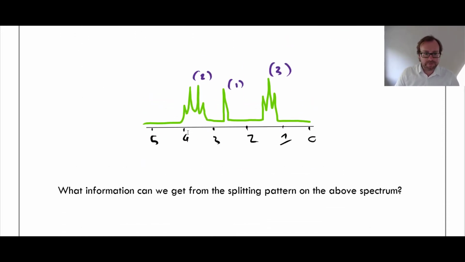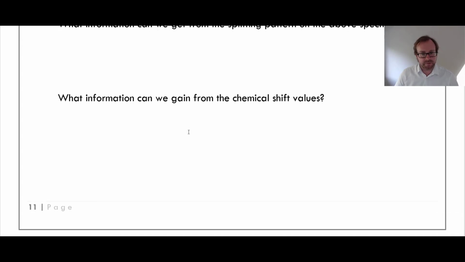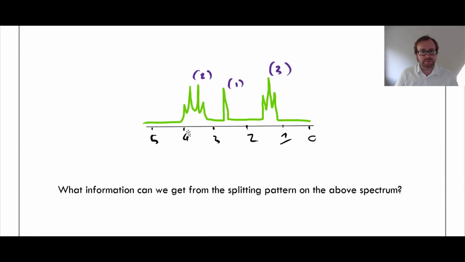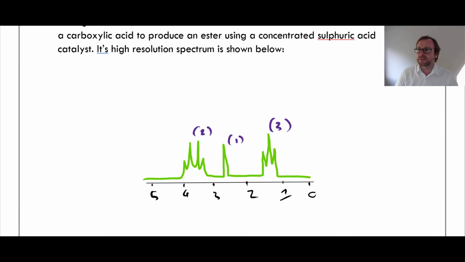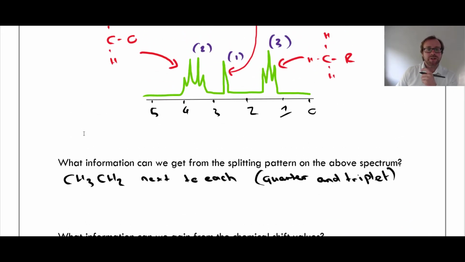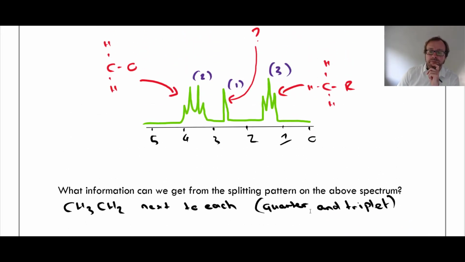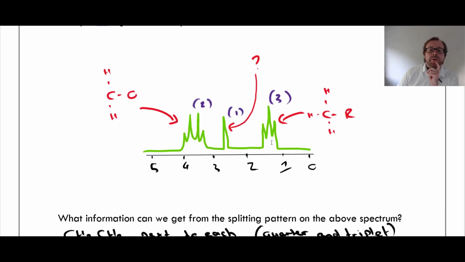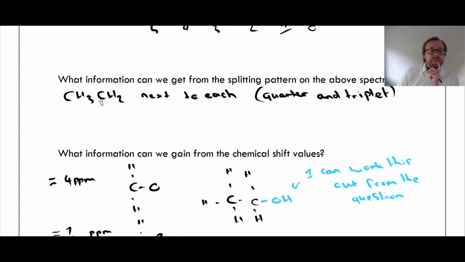What information can we get from the chemical shift? What could be the structure of the molecule? I reckon you should be able to do this, so have a go at this question. Okay, I'm sure you've worked this out. What information can we get from the splitting pattern on the above spectrum? Well, we can see a triplet and a quartet. So it's probably CH3 and CH2 next to each other.